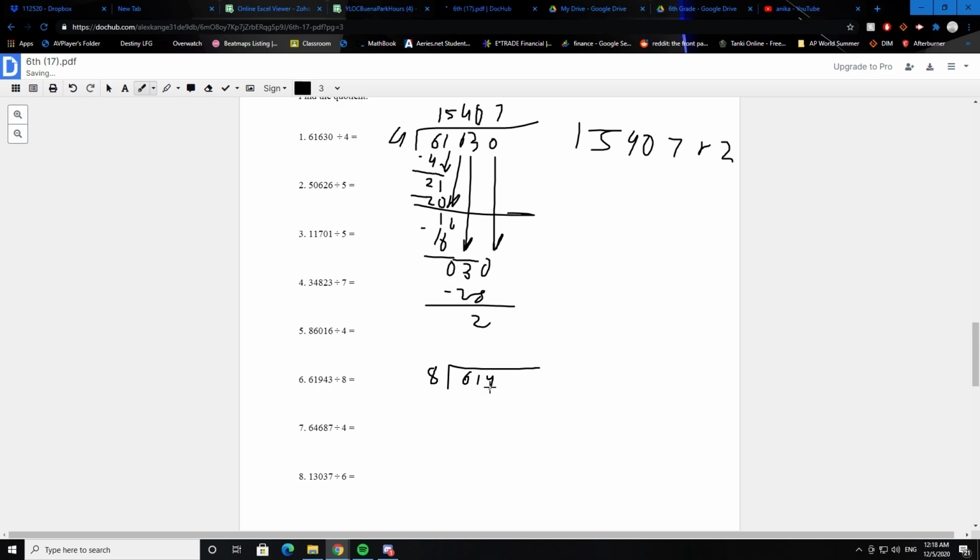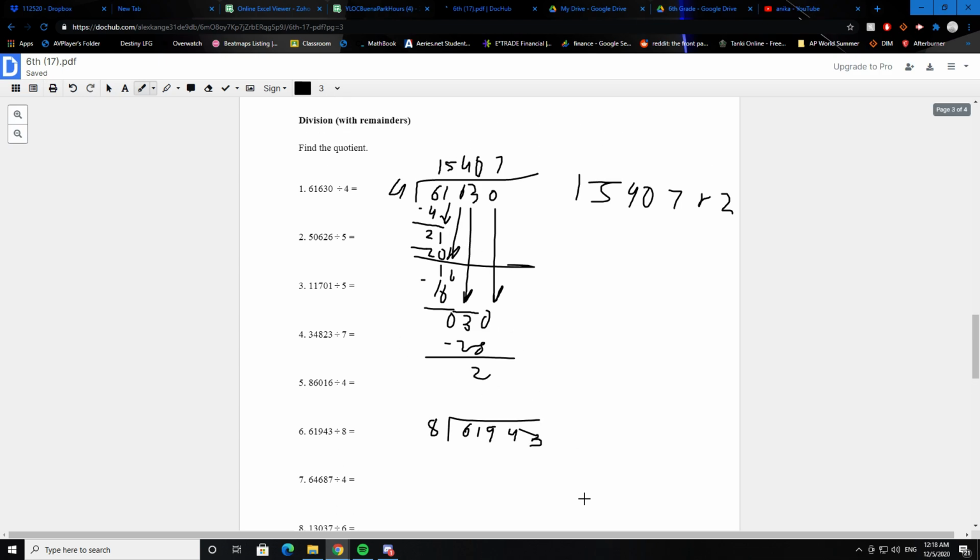8 divided by 6,194,3. Don't get intimidated by the big numbers, because it's pretty much the same thing over and over again. It's not too difficult, and there are no extra steps. You just have to organize your numbers and make sure you don't lose pacing. So I recommend keeping placeholders, keeping everything lined up on top of each other like this, and it shouldn't be too much of a problem.